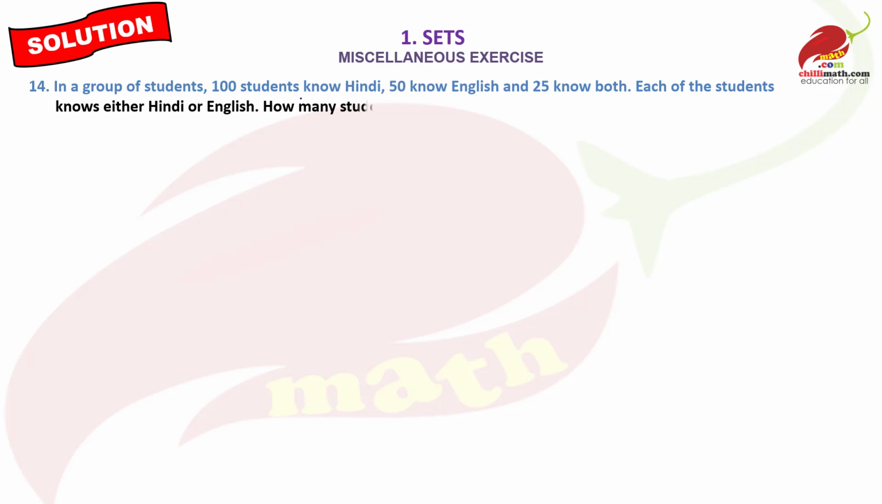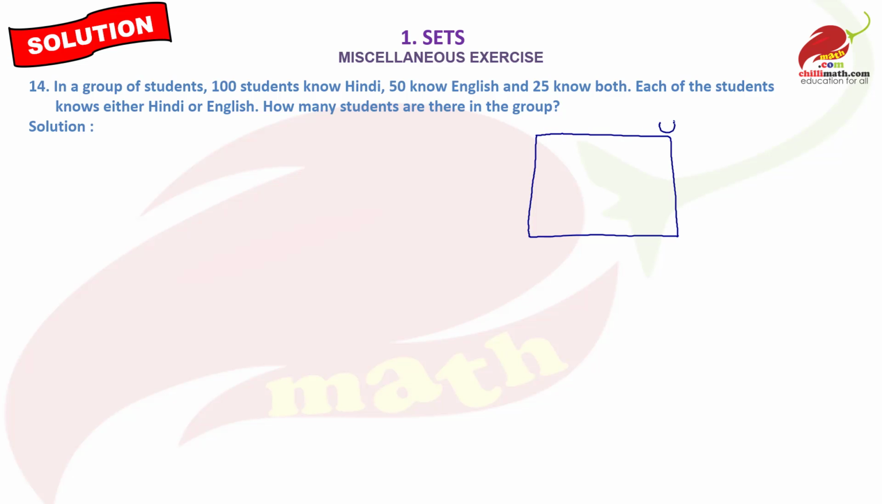14th question is, in a group of students, 100 students know Hindi, 50 know English and 25 know both. Each of the students knows either Hindi or English. How many students are there in the group? So using Venn diagram, this is your universal set, and in that we make sets like those who know Hindi and those who know English. We start with the common region. 25 know both.